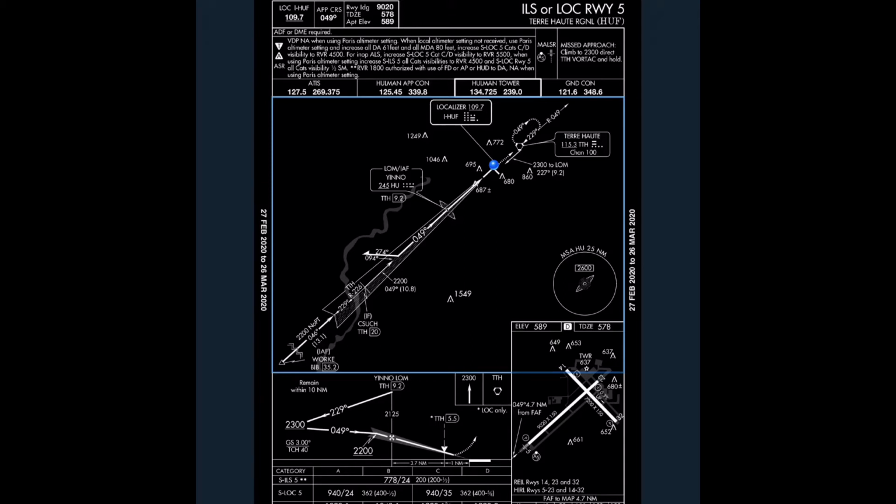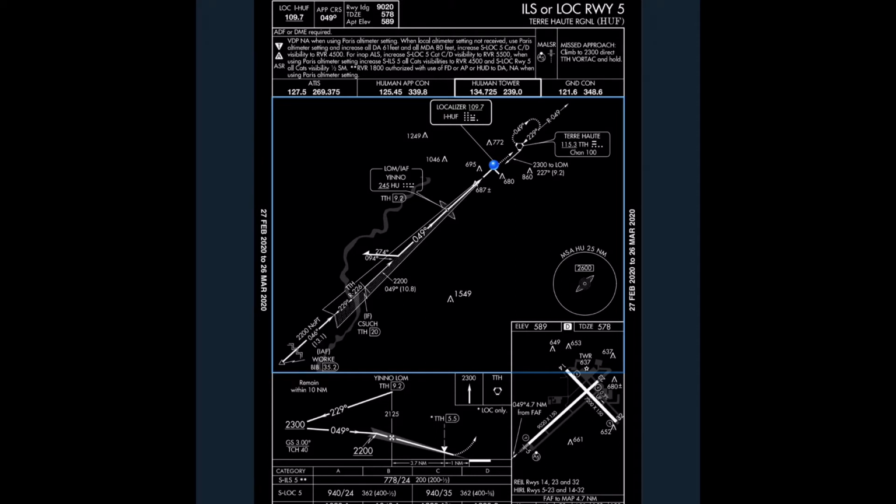So for an inoperative approach lighting system, if we were to see that the MALSR was inoperative, we would increase the straight-in localizer category C and D visibility to an RVR of 5,500, so to go from 3,500 to 5,500, an increase of 2,000 feet RVR if we did not have an operational approach lighting system. When the Paris altimeter setting increases, and when we're using the Paris altimeter setting, we have to increase our straight-in runway 5 categories, all of the categories, to 4,500 RVR.